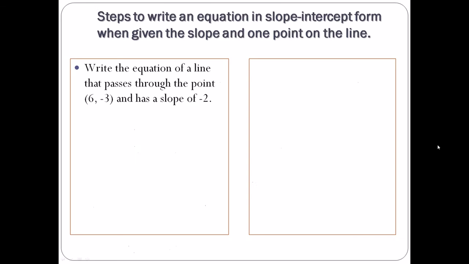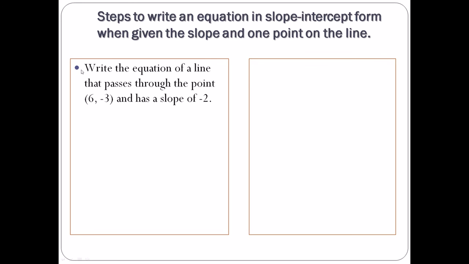All right, we're on the home stretch now. So these are going to be the steps to write an equation in slope-intercept form when given the slope and 1 point on the line. So I'm going to give you the slope and a random ordered pair. I know, wouldn't it be just better if I just gave you the y-intercept? Life would be so good. But no, we're going to have to work for it.